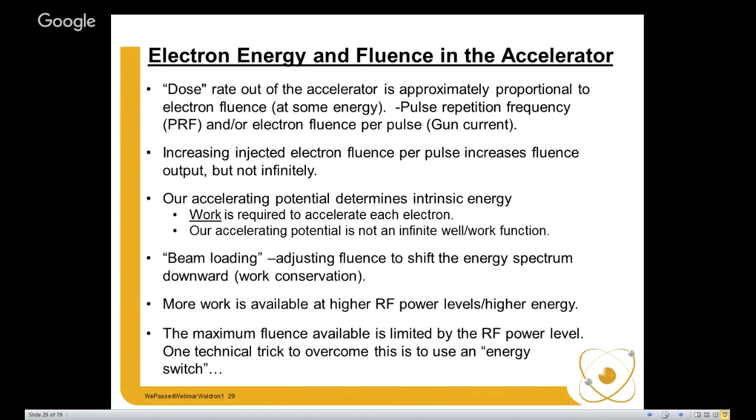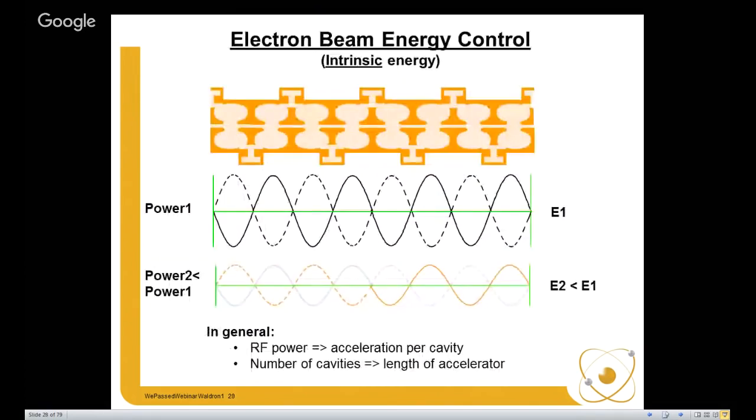If I inject too many electrons per pulse, or too much electron fluence, what will happen is that it will slightly decrease my intrinsic energy. What will happen is the average energy will decrease somewhat. This is undesirable, and this is also why accelerators that use this method to control power generally have a higher dose rate at the higher photon energies and a lower dose rate at the lower photon energies. They just run out of work at the lower power level.